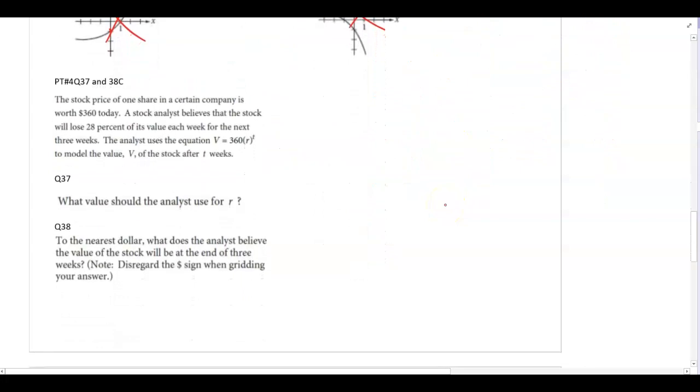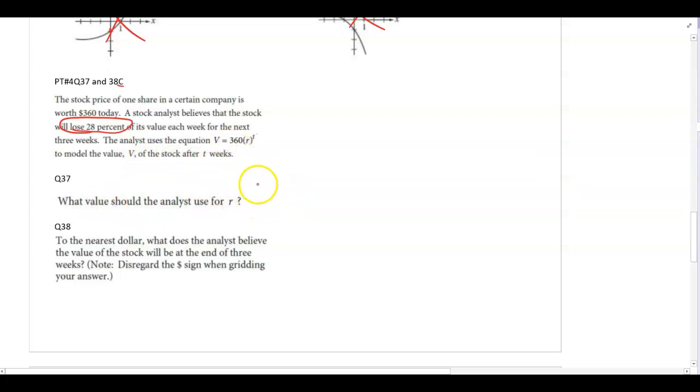All right. Next one. It's a 2-part gridded response question. This is a calculator one. The stock price of one share in a certain company is $360 today. A stock analyst believes the stock will lose 28% of its value each week for the next 3 weeks. The analyst uses the equation V equals 360 times R to the T to model the value V of the stock after T weeks. What should the value of R be?